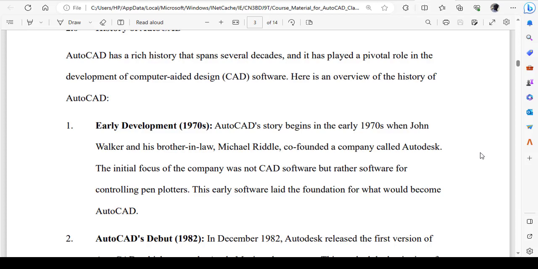Okay, let's talk about the history of AutoCAD. I told you guys in the previous video that AutoCAD started in the late 90s. Now, it actually started in the early 1970s by a man called John Walker and his brother-in-law, Michael Riddle. Now, they actually founded Autodesk. What they intended initially was to create a software that would help to control their pen plotters so that they will not be doing a lot of tedious manual work.